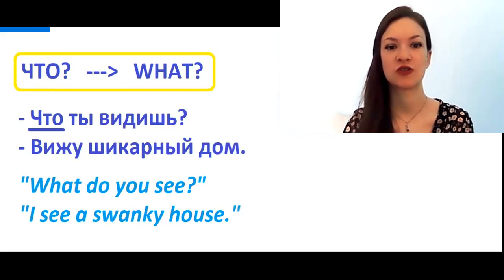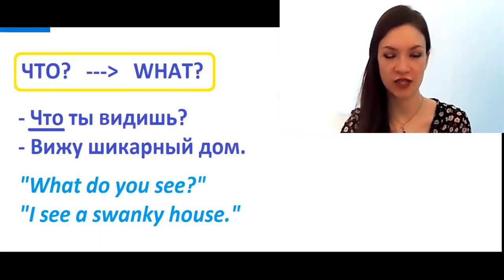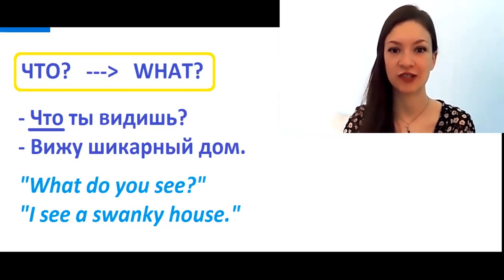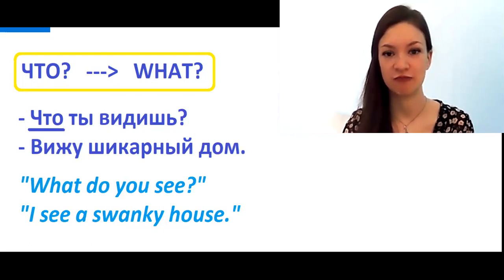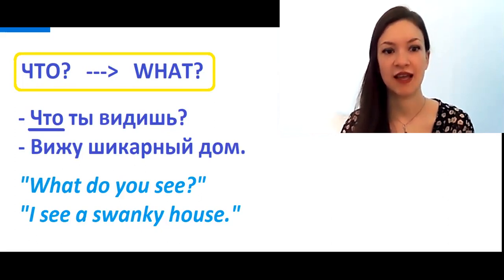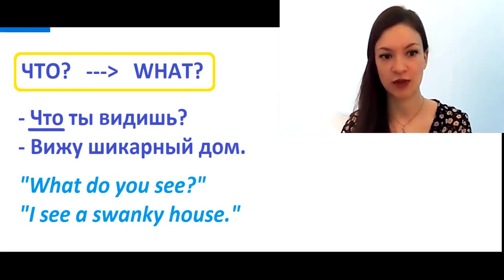Что? Что means what, and of course we use кто for animate things. I mean people and animals too. Animals in Russian language are animate. And что, this one, what, we use for inanimate things.